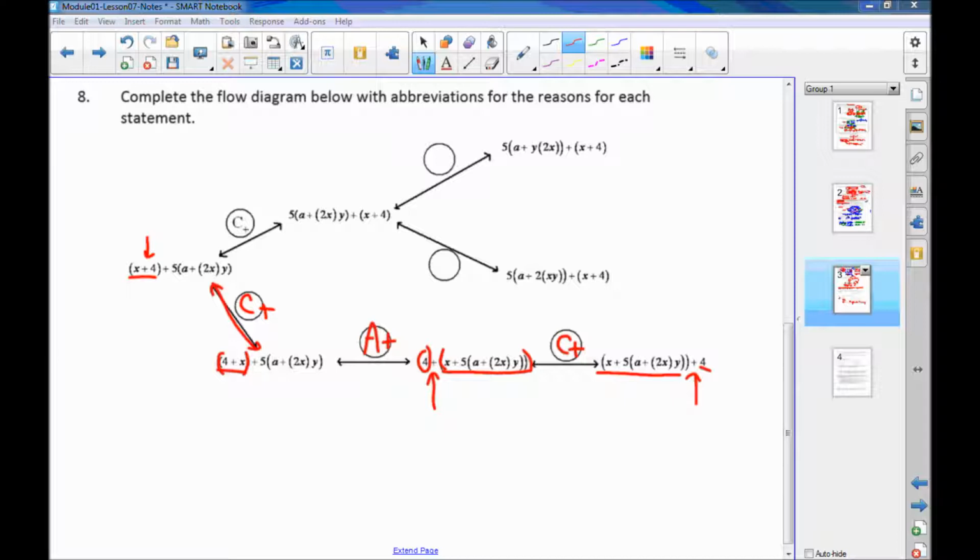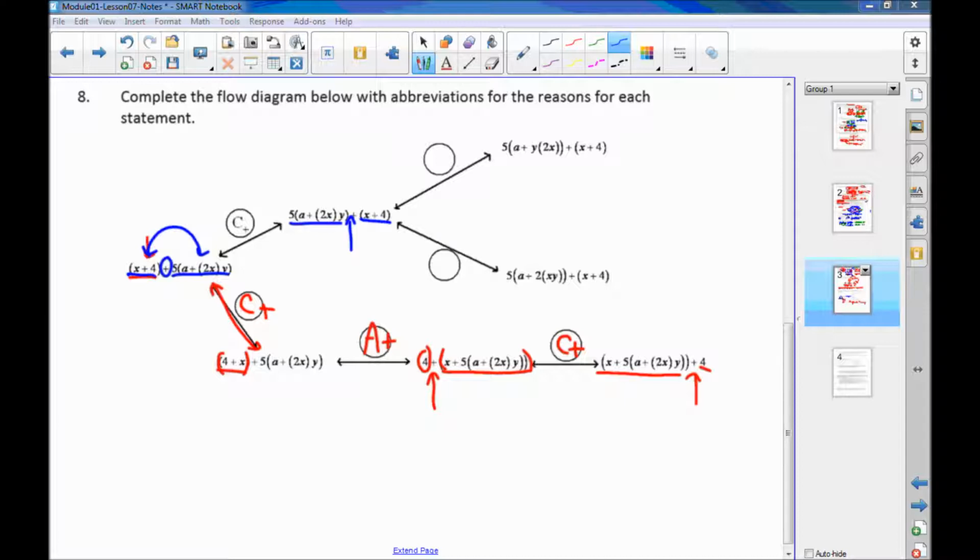All right, on the top. Okay, we already have one step done for us. We did commutative property with addition. And the commutative property with addition was this addition. And we changed the order of these two parts. That was our first step. Okay, so x plus 4 moved to the back, and 5 times all that stuff moved to the front of that plus that's in between.